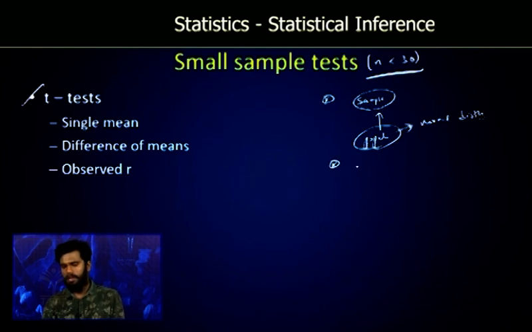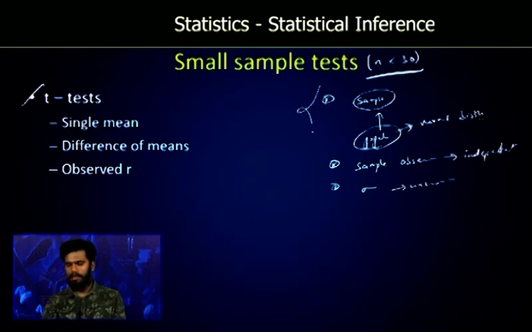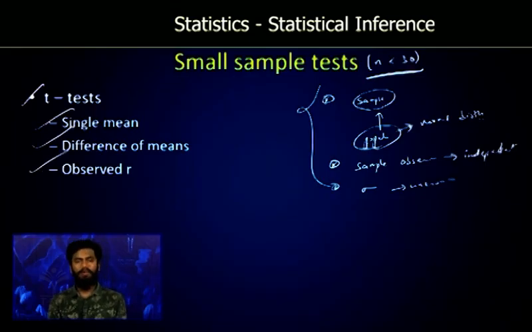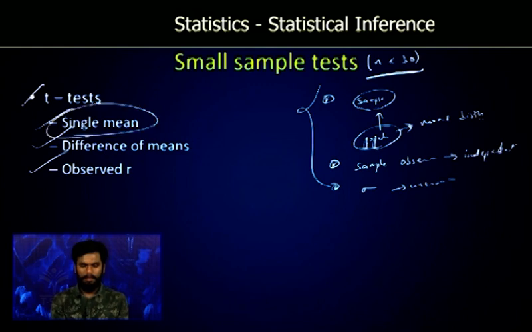The second assumption is that the sample observations you are considering must be independent. The other thing is the population standard deviation SD must be unknown. So when these assumptions are satisfied, then we can use the t test. In which cases can you use the t test? Test for significance of the single mean, test for significance of the difference of mean, test for significance of the observed correlation coefficients. Now first we will see the test for significance of the mean.